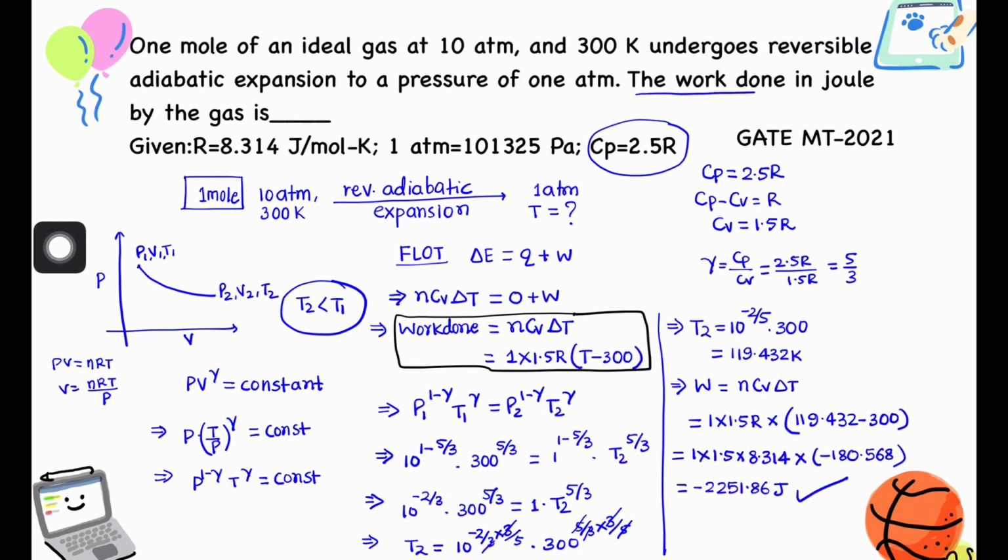And if they're asking for the work done in joule by the gas, it means actually how much work the gas is doing. So basically they are asking for the magnitude of that. So the work done overall will be 2251.86 joule. So this is the magnitude of work done by the gas during the adiabatic expansion from 10 atm to 1 atm. So that's the final answer.